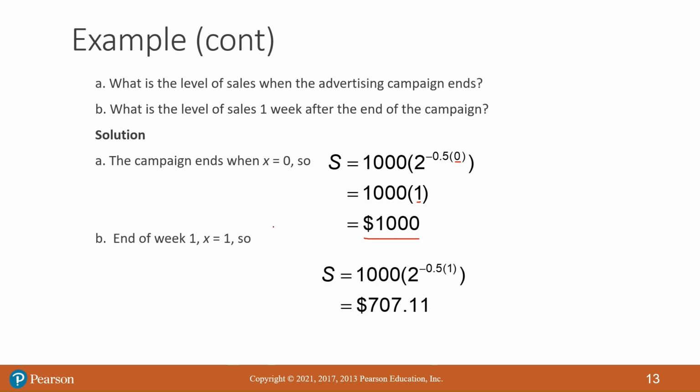Well, how about week 1? At the end of week 1, x equals 1. So we need to plug 1 in for x in our equation. So I have 1,000 times 2 raised to the negative 0.5 times 1. If you use your calculator to simplify that, you should come up with about 707.11. So $707.11 at the end of week 1.